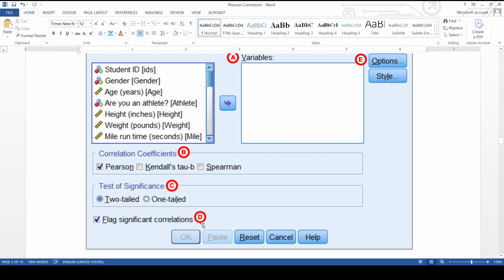And when you leave C, you come to D, where we say flag significant correlation. At this point, it's going to indicate whether your answer is significant or not significant. We will learn more of the concept of significance very soon. And the last one here, which is E, is options. There are other things that you can still make use of that are not displayed visibly outside here.